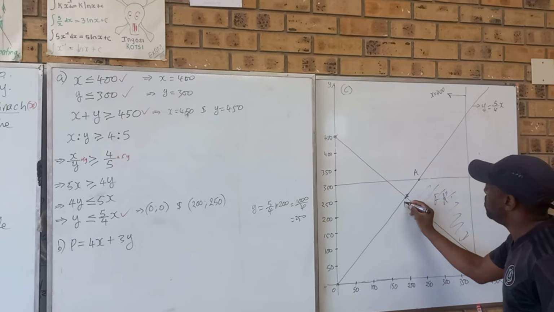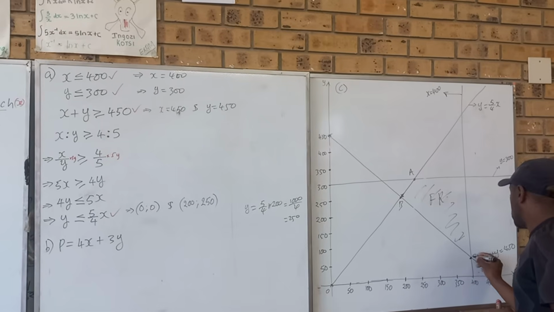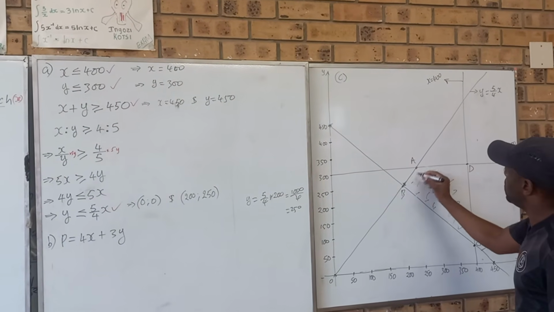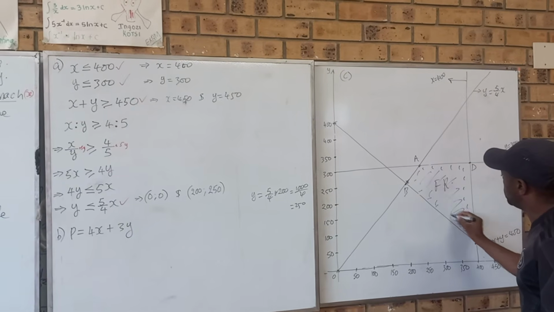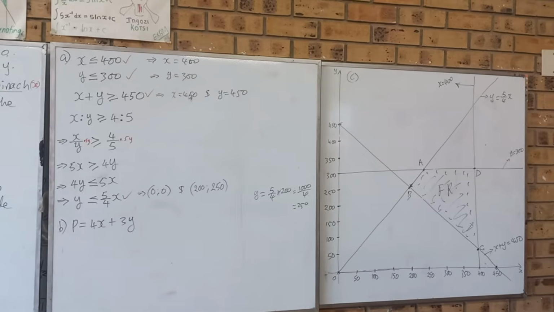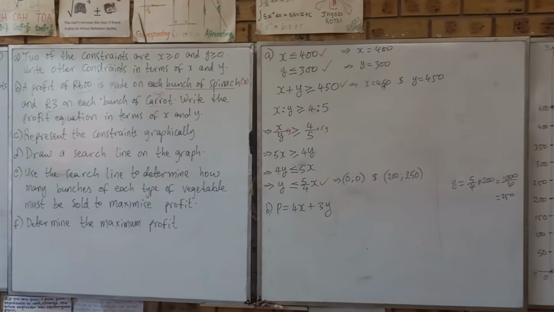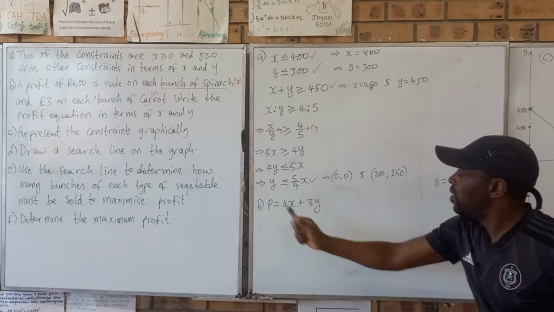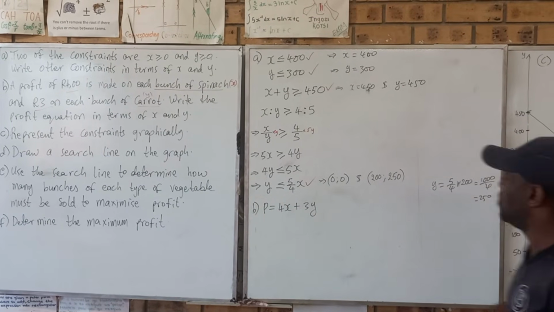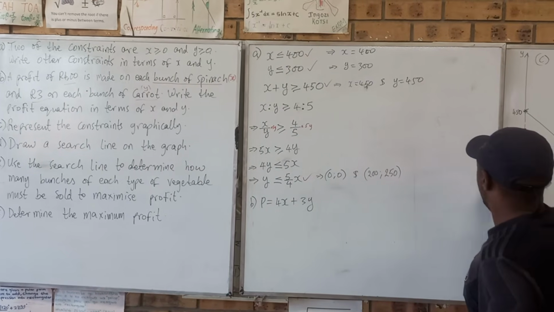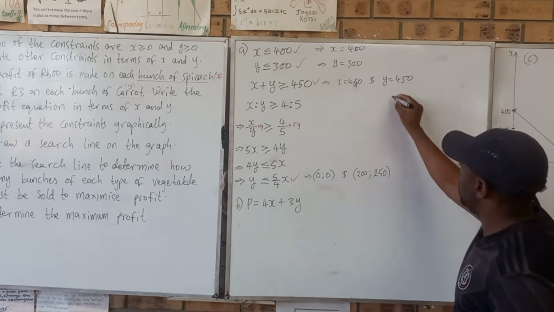A, that is B, this is C, and that is D. So whatever thing we're doing, our target is this physical region. So we can now go to D, which says draw a search line on the graph. So a search line is drawn using our profit equation. So we have to go through our profit equation and make y the subject.